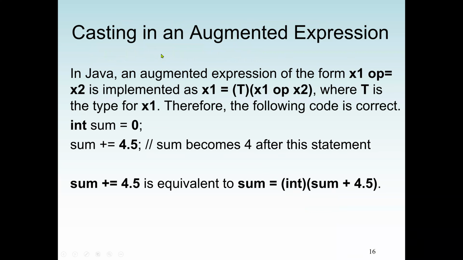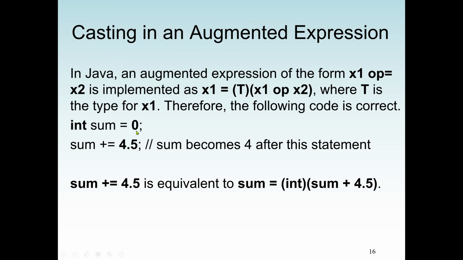So casting in an augmented expression. Here we say in Java, an augmented expression of the form s1, the operator can be again any arithmetic operator, equal s2, is implemented as s1 equal to (t) s1 the operator s2, where t is the type of s1. Therefore, the following code is correct.